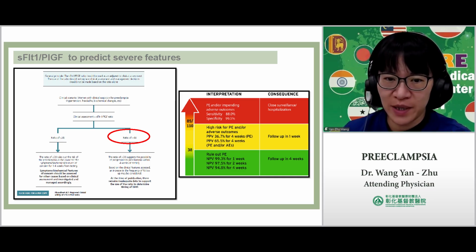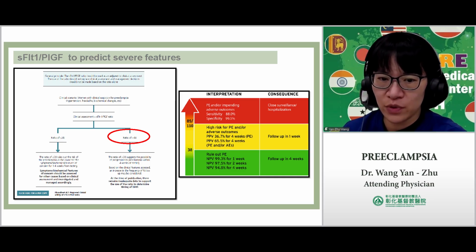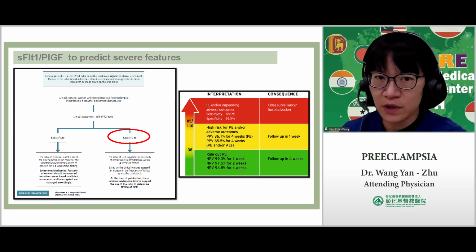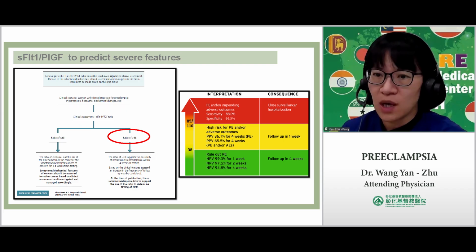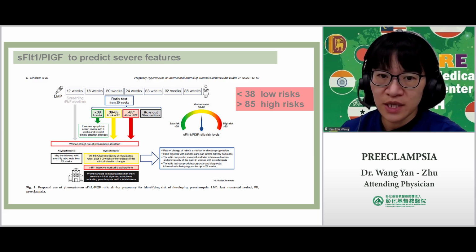And now if you have a patient whose ratio is more than 38, then we know they may develop a severe feature within 2 weeks. And if it's very high, like more than 110, it's always a red light. So you have to let the patient come back to your clinic more often. Okay, so just remember here, if it's below 38, it's okay, but if it's above 85, then it's a high risk group, so we have to do the checkup more often.